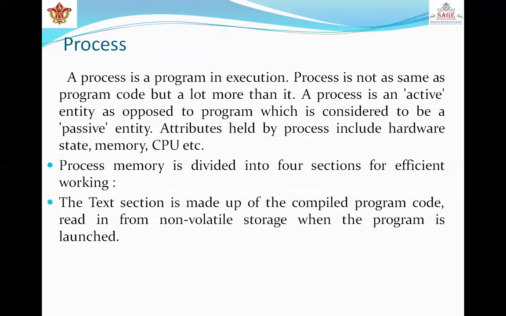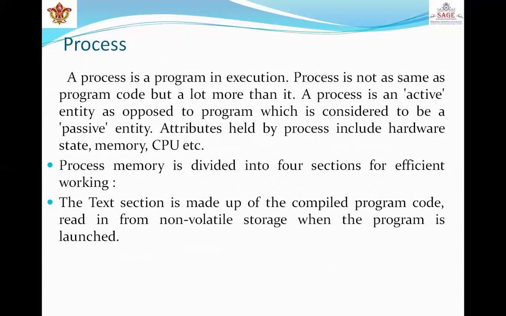Next is process. A process is a program in execution. A process is not the same as program code, but a lot more than it. A process is an active entity as opposed to a program, which is considered to be a passive entity. Attributes held by a process include hardware state, memory, and CPU. It is divided into 4 sections for efficient working. The text section is made up of the compiled program code, read in from non-volatile storage when the program is launched.